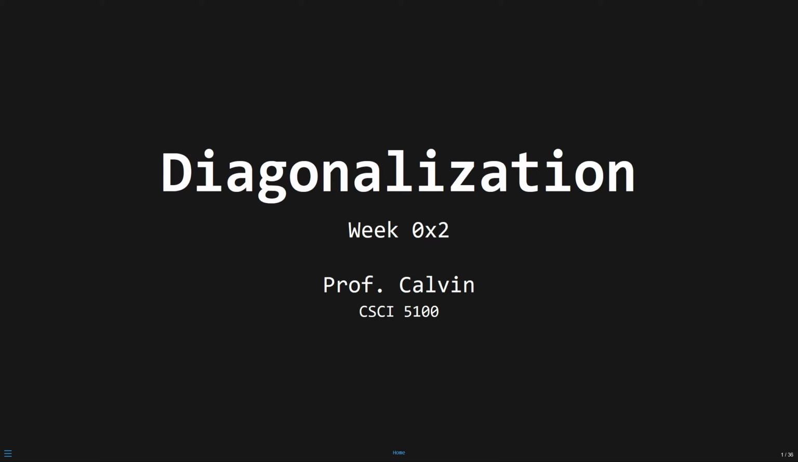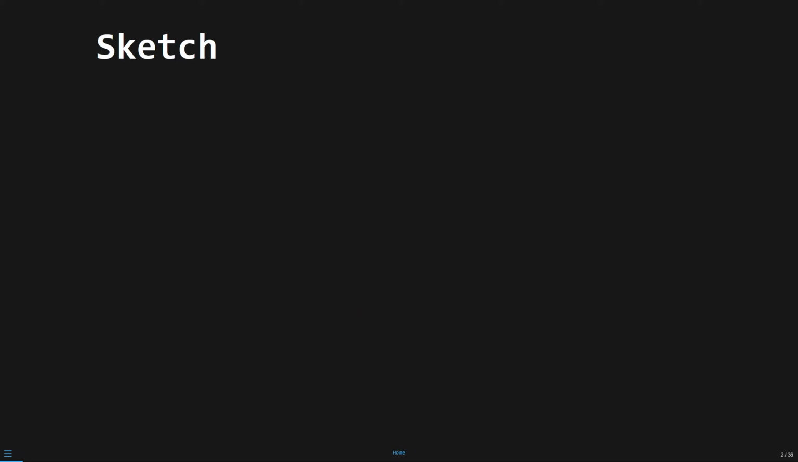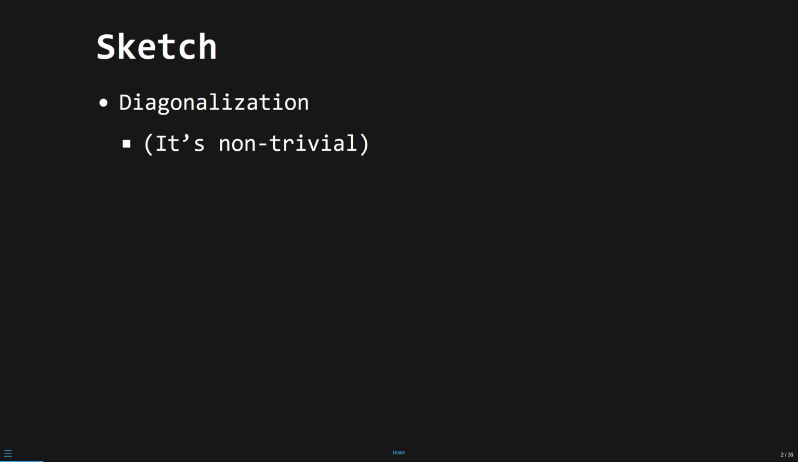So this week, we're going to introduce the notion of diagonalization. This is also often called Cantor's diagonalization. We'll proceed through this, and then we'll be in a position to determine undecidability next week. Okay, so what's the sketch of what we're doing? We're going to do a few things. We're going to do diagonalization, and fun fact, we're going to do nothing else. That's all we've got for now. That will be more than enough for one video lecture.